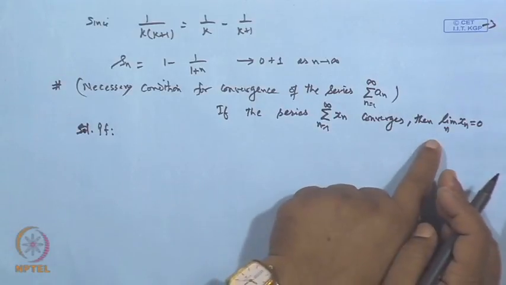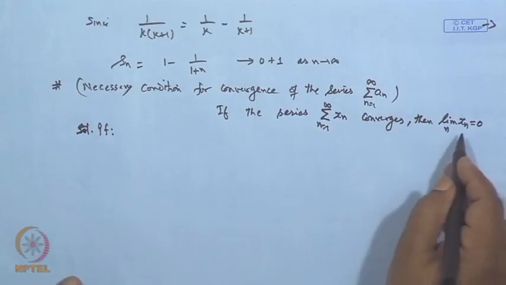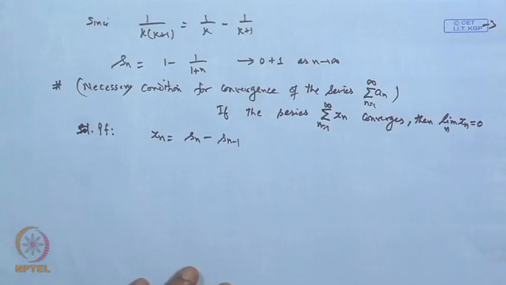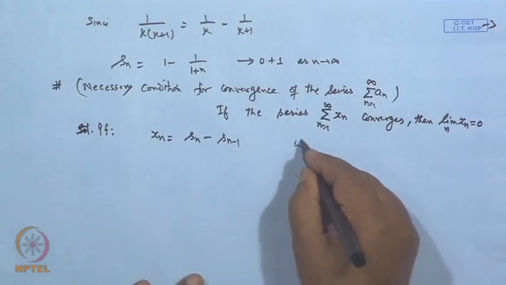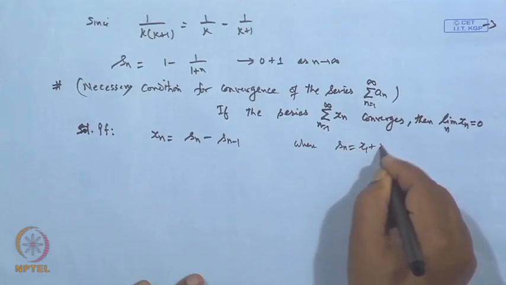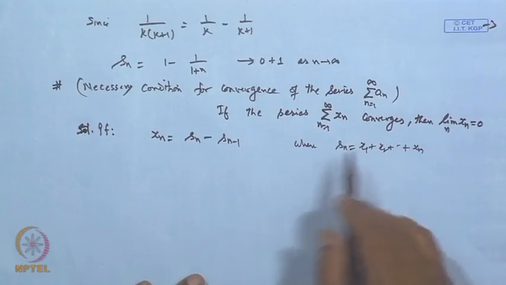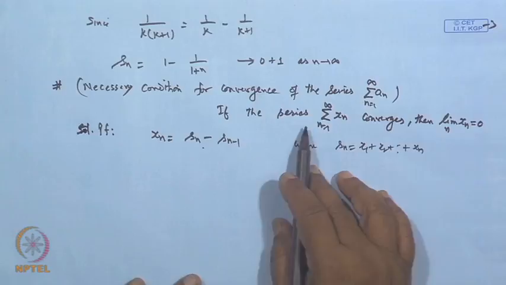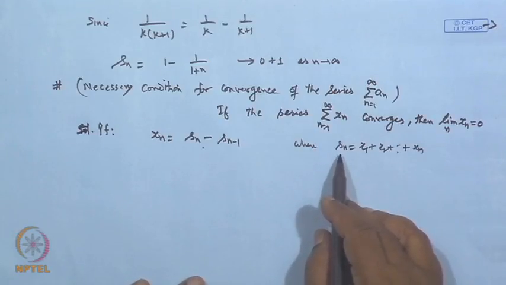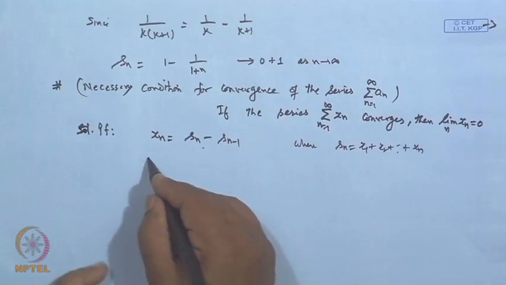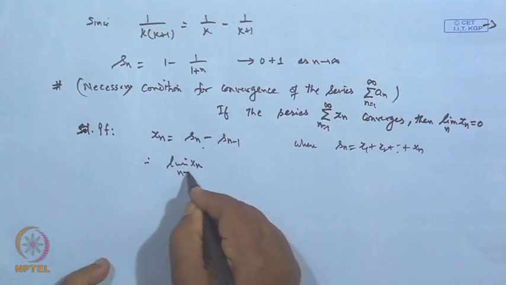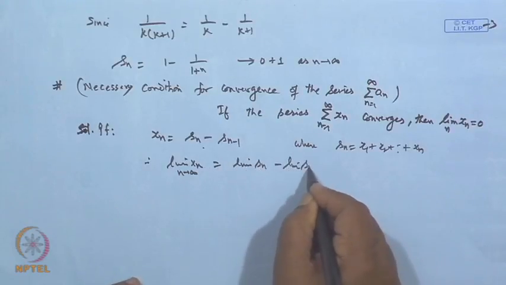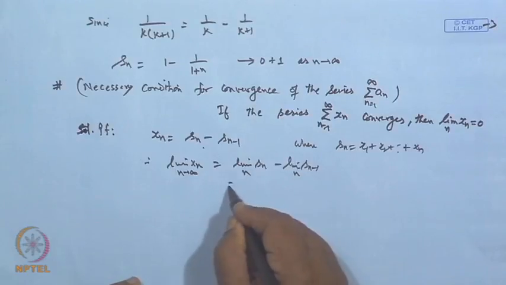So, what is our x n? x n is nothing but S n minus S n minus 1, because S n is the sum of the first n terms, where S n stands for x 1 plus x 2 plus up to x n. So, S n minus 1 means up to x n minus 1. So, when you subtract, you get x n. Now, this series is convergent, so the limit of S n will exist. So, the limit of S n and the limit of S n minus 1 will be the same. Therefore, the limit of x n as n tends to infinity will be the limit of S n minus the limit of S n minus 1, but both limits are the same, so it will come out to be 0.